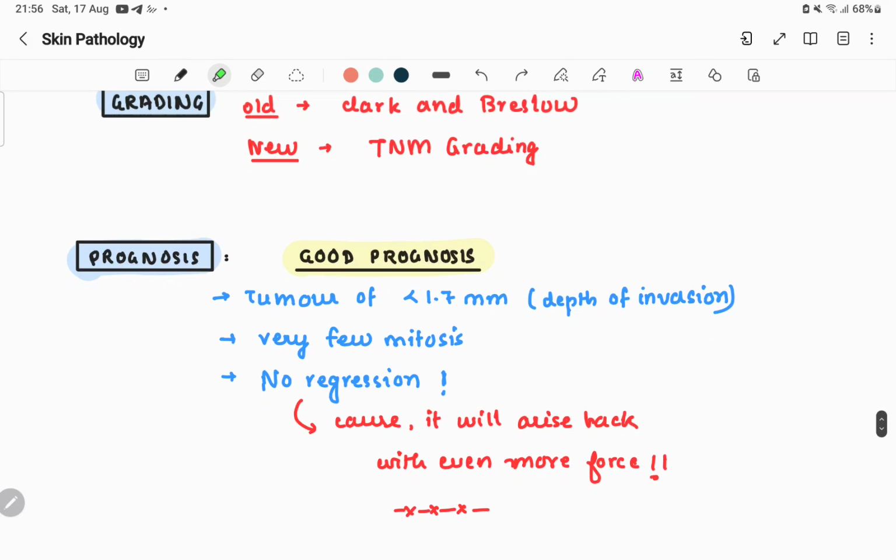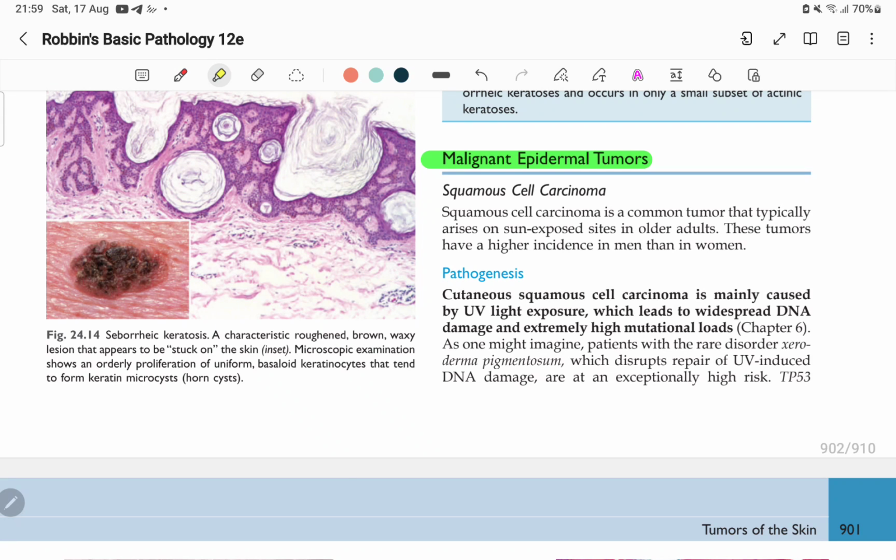Done. So that completes our nevus and melanoma. Let's move on to the next topic. Here I have Robbins, and we'll talk about some of the carcinomas of the skin. First, let's talk about squamous cell carcinoma. It is the most common tumor that typically arises on sun-exposed skin in older adults.